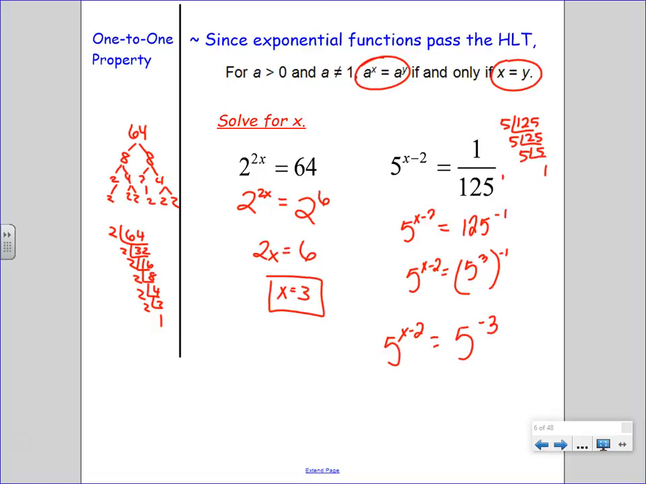Bases match, so the powers have to equal. Bases match. In the equation, powers have to equal. When you solve for x, oh, it's a little baby algebra one. Isn't it cute? X equals who?